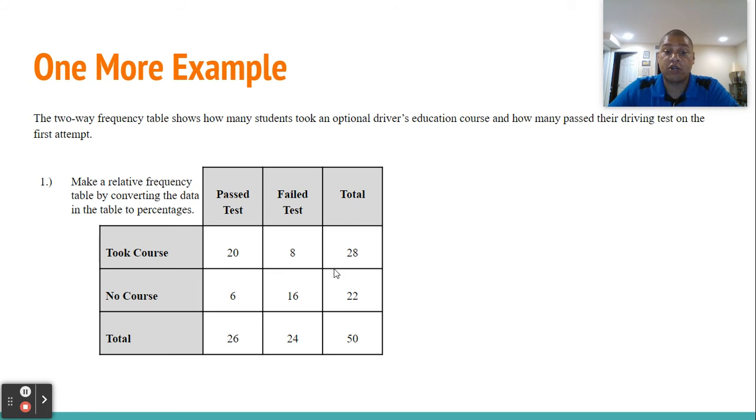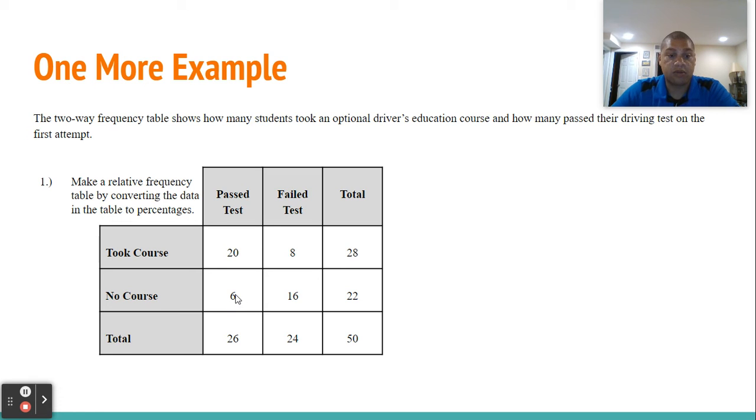And they're going to give you the chart already filled in, but then they're going to say make a relative frequency table by converting the data in the table to percentages. And this is actually, I would argue, even easier than what we did before, because now the chart's already filled all the way out, right? Here it says 50 total people took the course. There's 50 total people involved in the survey, right? 20 of them took the course and passed. 20 of them took the course and failed, which means 28 people total took the course.